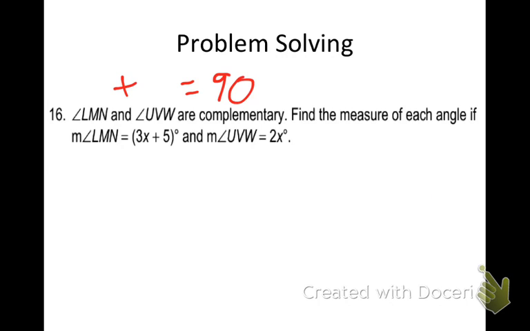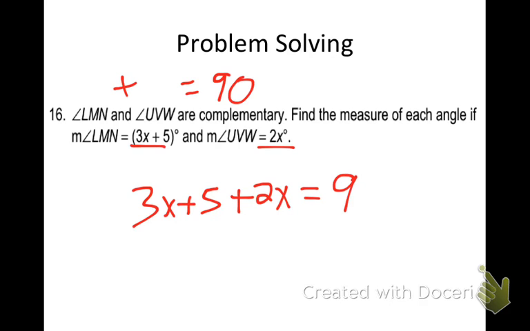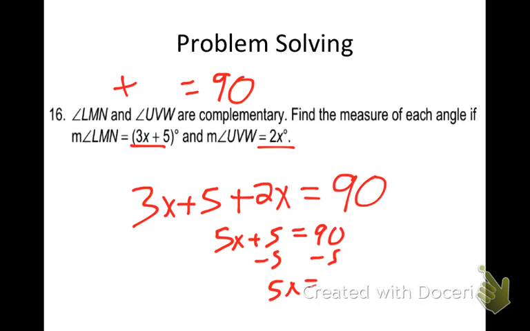What did we say, though? What's the first sentence we said? We said they're complementary. What does complementary mean? They add up equal to 90. So what am I going to do with these two expressions? I'm going to add them, 3x plus 5 plus 2x, and now I set it equal to 90 because they're complementary. Let's try that now. So 3x plus 5 plus 2x, well, that gets me 5x plus 5 equals 90. Now I subtract 5. 5x equals 85. I get x equals 17.